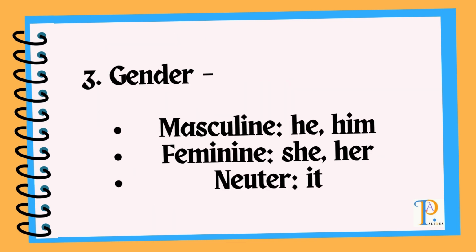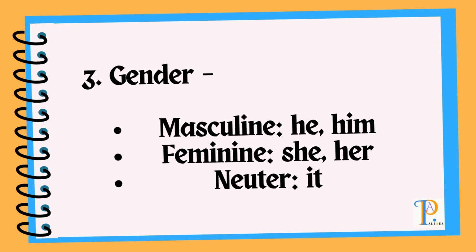The next factor there is gender. Gender here talks about where this pronoun can be categorized when we talk about living and non-living. So under gender, we have three types. We have the masculine, the feminine, and the neuter.